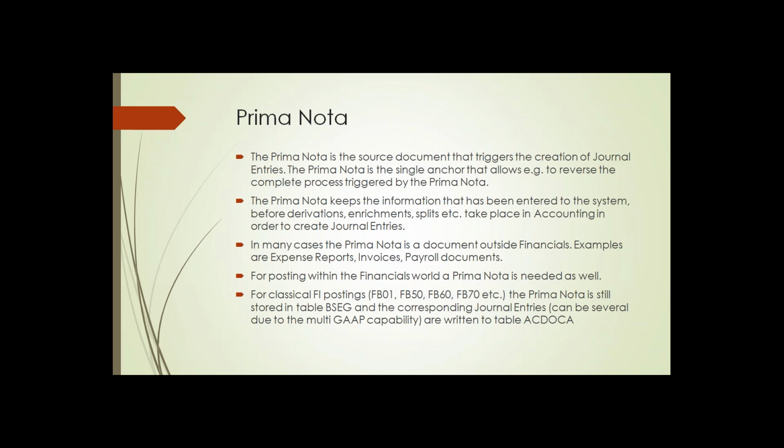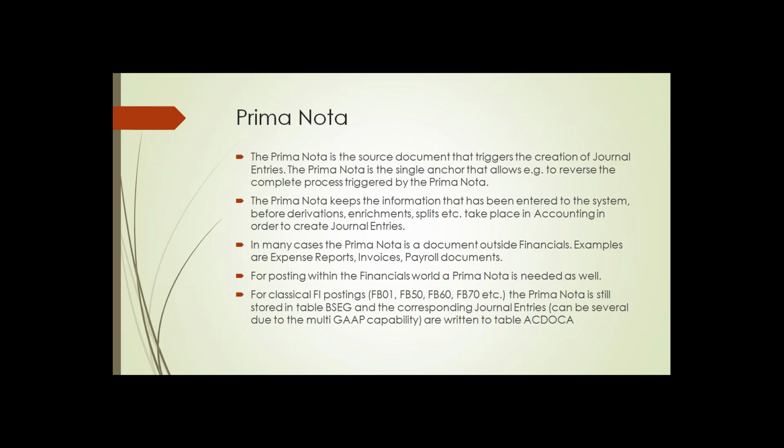The prima nota keeps the information that has been entered into the system before derivation takes place in accounting, in order to create journal entries. So prima nota is created before the derivation. This means, let's take the same example, materials management. Whenever you are doing the MIRO, at that time itself one document will be generated, which will be the prima nota, and then whatever new GL functionalities have been activated, splitting has been activated, based on that there will be another document, right? So this prima nota is generated before all these settings are done, all these splits are done.